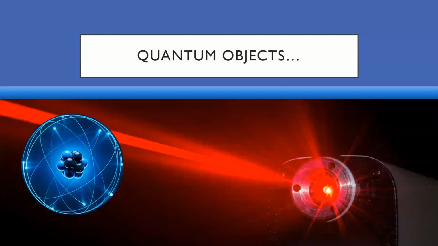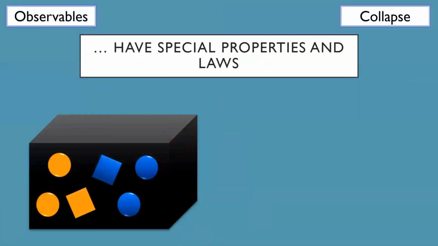First, let's talk about quantum objects, so the objects that verify these laws. So usually they're very little objects or even light, so for example, the light that exits from a laser. So I'm talking about photons, electrons, atoms, ions, and etc. These objects have special properties and laws. The first one that I'm going to talk about is observables. So in quantum mechanics, you can't just observe an object generally, just to know everything about it, but you have to specify what kind of questions you are asking.